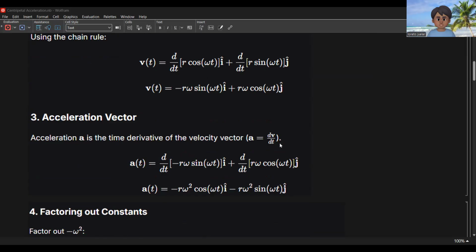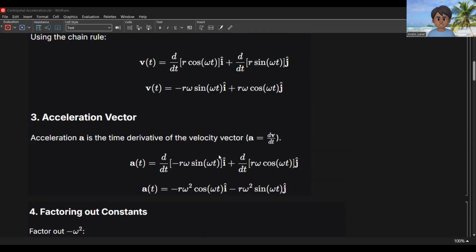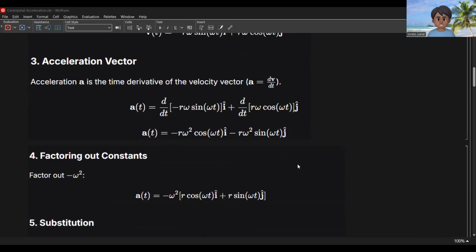Acceleration vector. The acceleration a is the time derivative of the velocity vector, so a is equal to dv over dt. The derivative of velocity with respect to time is equal to acceleration. So we take another derivative here.